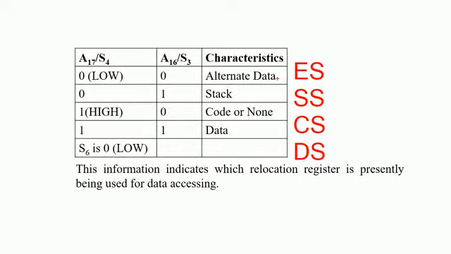Don't get confused. This combination is for ES, this combination for SS, this combination for CS, this combination for DS. If you are reading these two status signals as 0 0, the microprocessor is working in the extra segment. 0 1, the stack segment. 1 0, the code segment. 1 1, the data segment. Like that, these signals show where exactly the microprocessor is currently working.